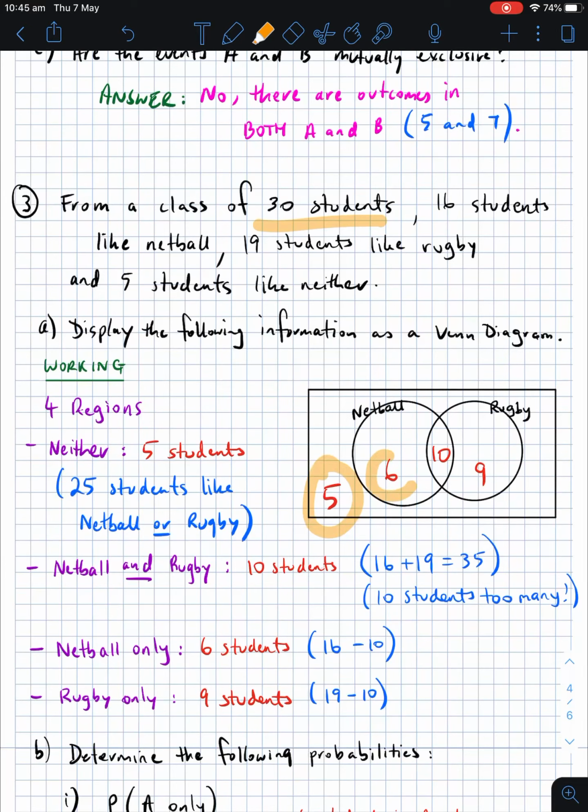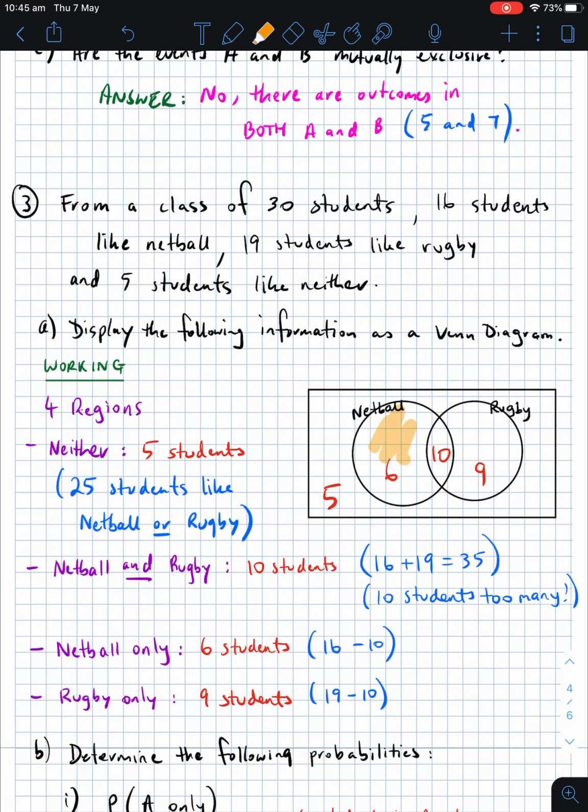Okay, so how do we get these numbers? The way to do it, firstly, you want to look at your information and see if any of them give you one of these regions straight away. So we know that there are 30 students. That doesn't tell us anything about these four sections. We just know that they all add up to 30.